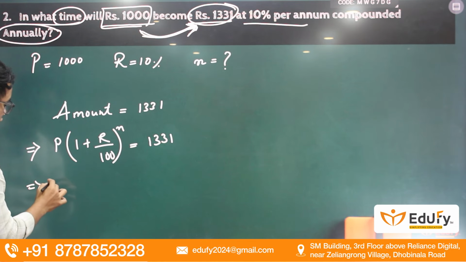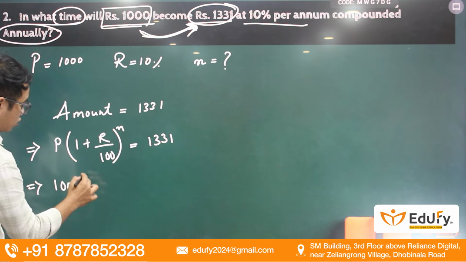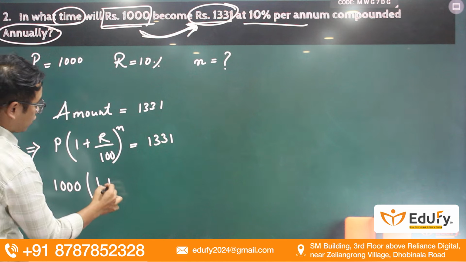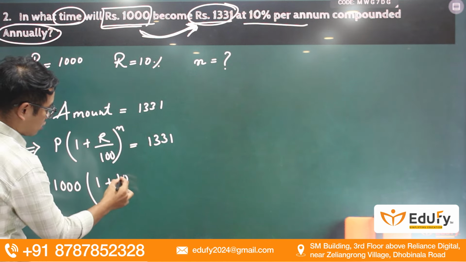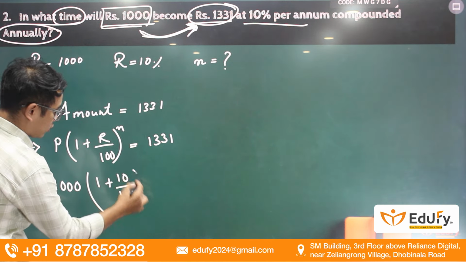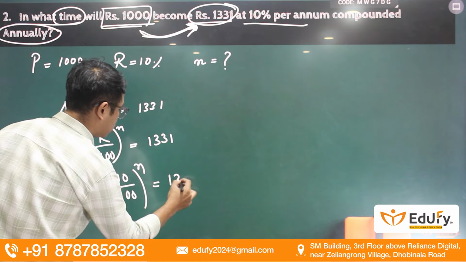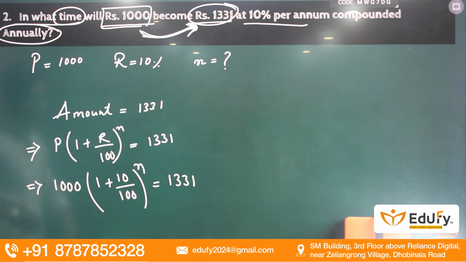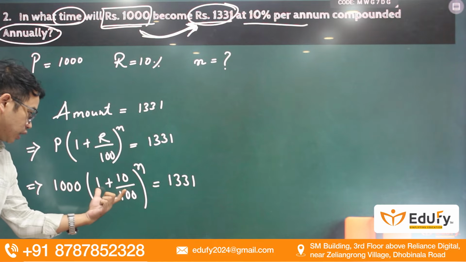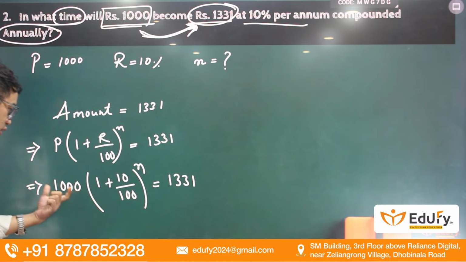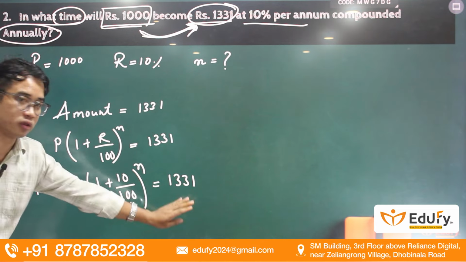Now after this, I will put the values and try to solve it. So here we have our principal as 1000. Then we have 1 plus our rate, which is 10, over 100. The n is missing. And we have 1331. So before we deal with the n, I can at least solve what is inside the bracket. And this one is outside, so I can shift it to this side.